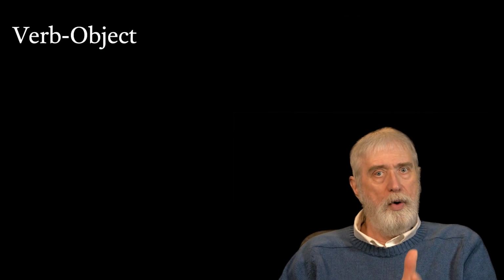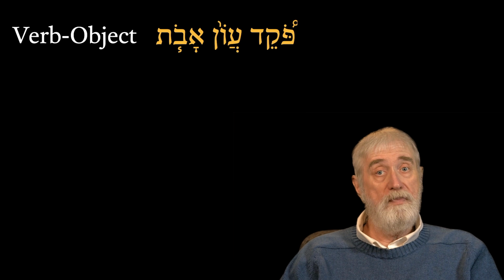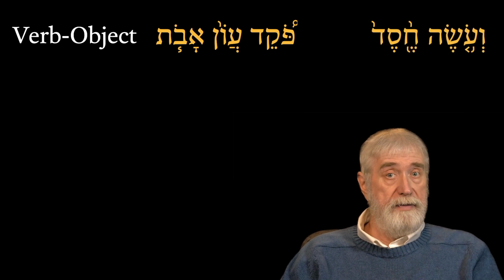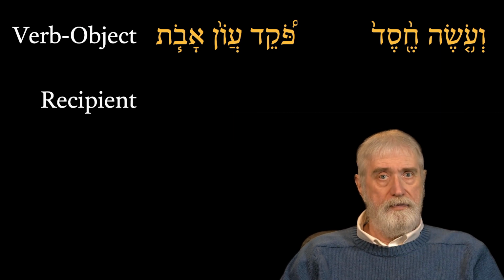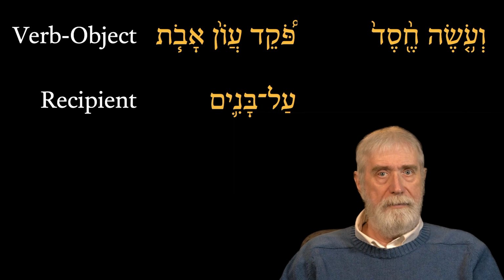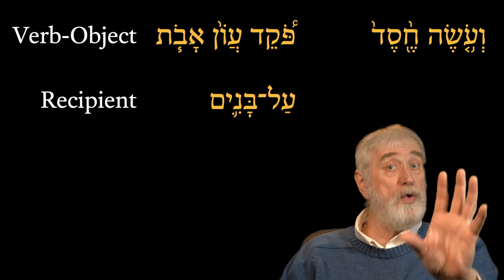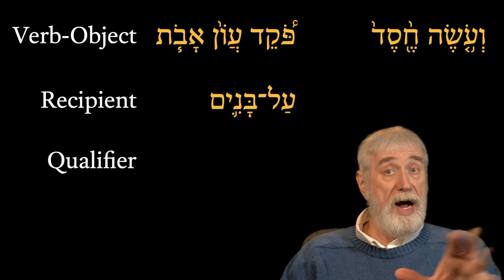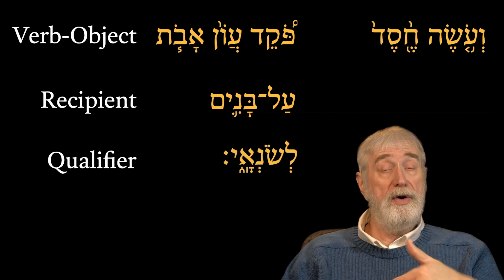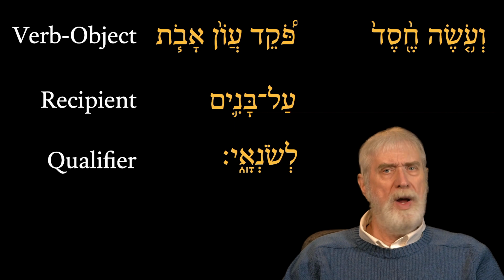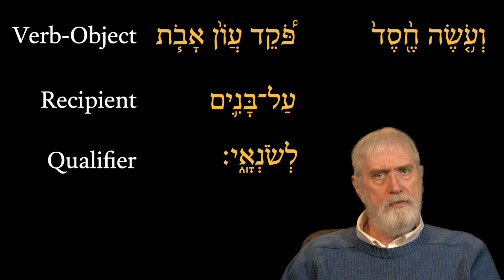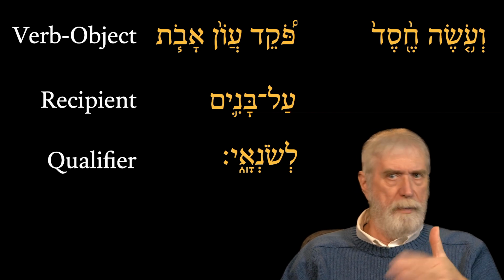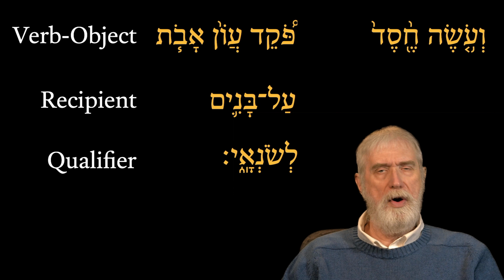Each part of this has a verb and object clause. Poked avon in the first part and osei chesed in the second part. So who's the recipient of this action? In the first part, it's al banim, and that phrase al banim is qualified by le sonai, upon the sons with respect to those who hate me. But what about the second part? There is no explicit parallel to al banim, upon the sons, in the second part.